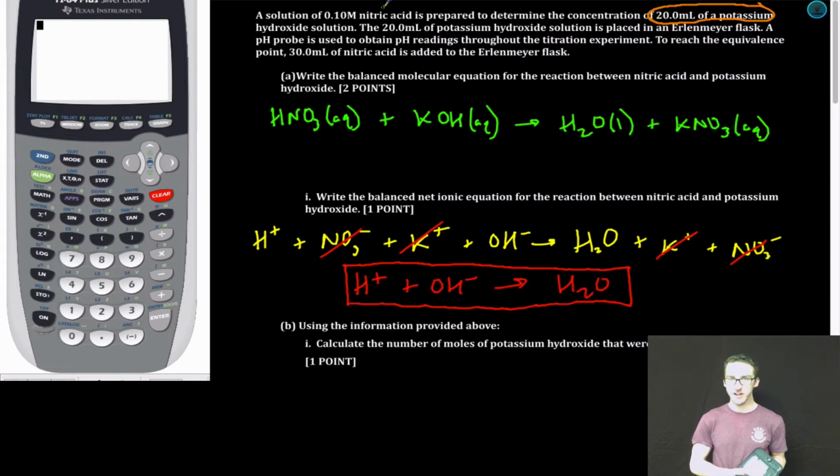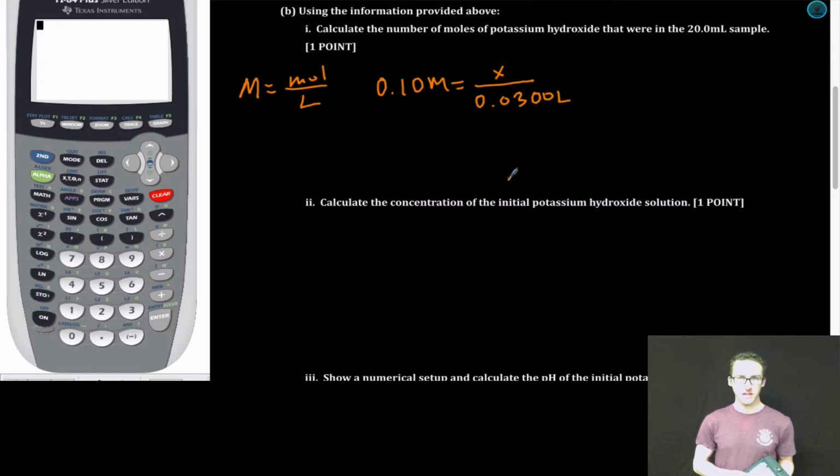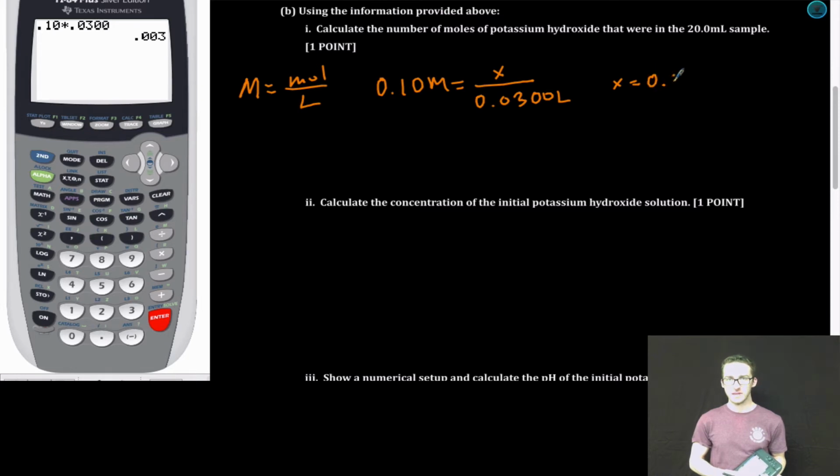Oh, but I do know that I titrated it with 0.10 molar nitric acid, and it took 30 mils of the nitric acid to reach the equivalence point. So say hello again to my good friend molarity. I know the concentration is 0.10 molar, and I know that it took 30 milliliters or 0.0300 liters to reach the equivalence point. Jump to your calculator. My number of moles of nitric acid, 0.0030 moles nitric acid.